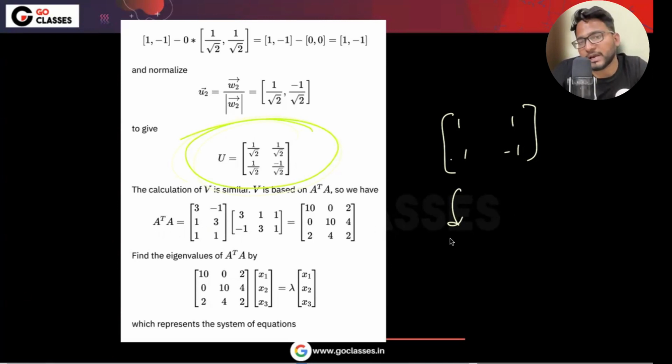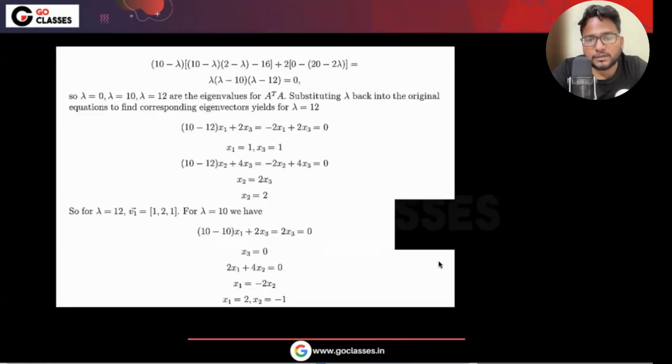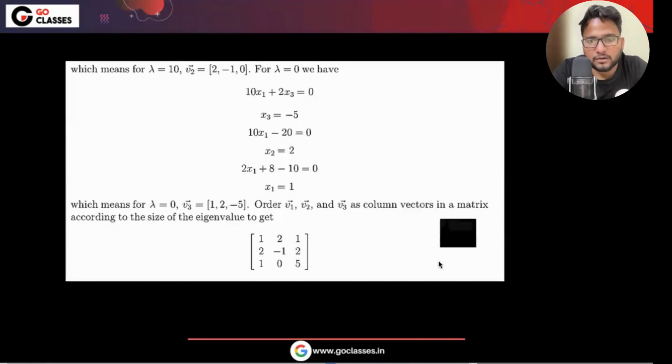It was A transpose. Then you find out A transpose A, and after a long procedure, you will be finding the eigenvectors of A transpose A. Then these are the eigenvectors of A transpose A. Tell me, are these perpendicular? This is 2 minus 2 0, minus 2 2 0, right? Yes, these are perpendicular because the matrix is symmetric.